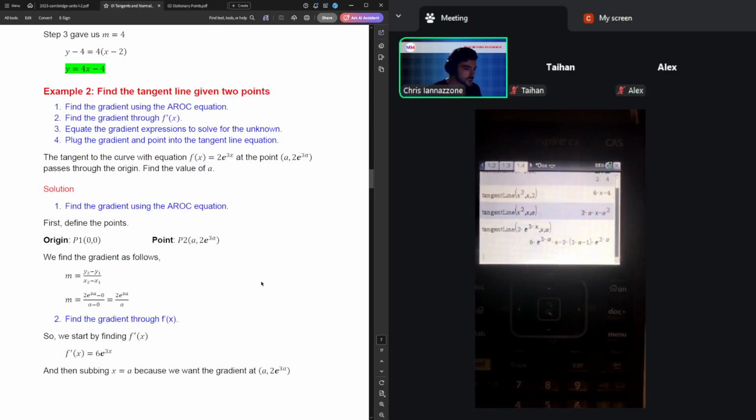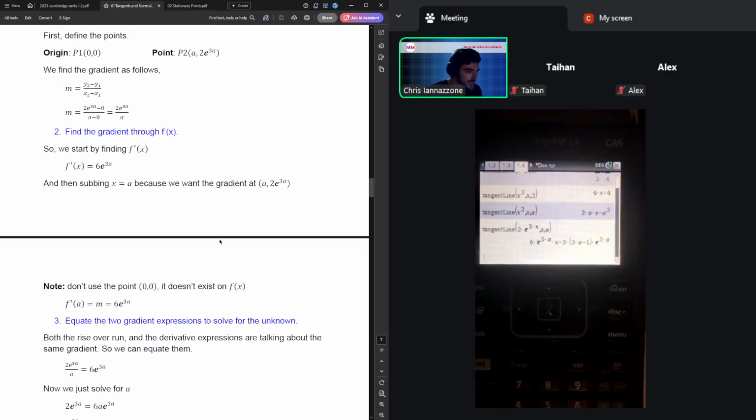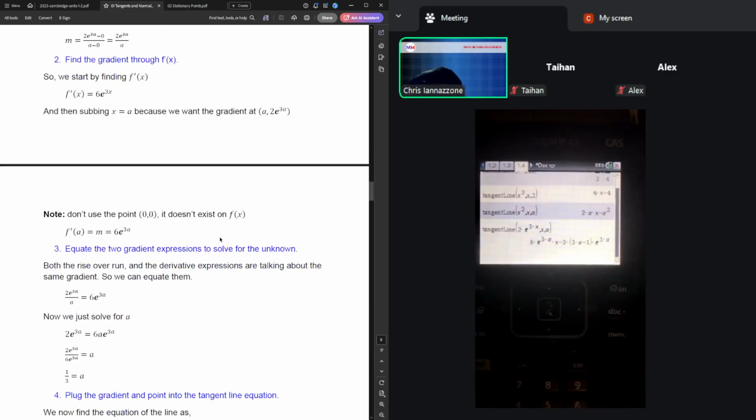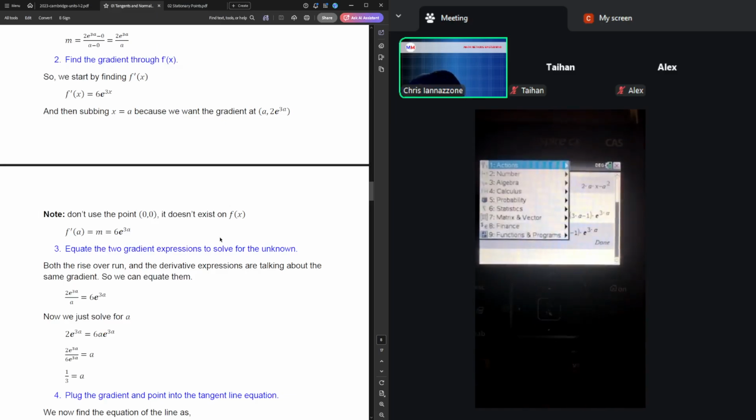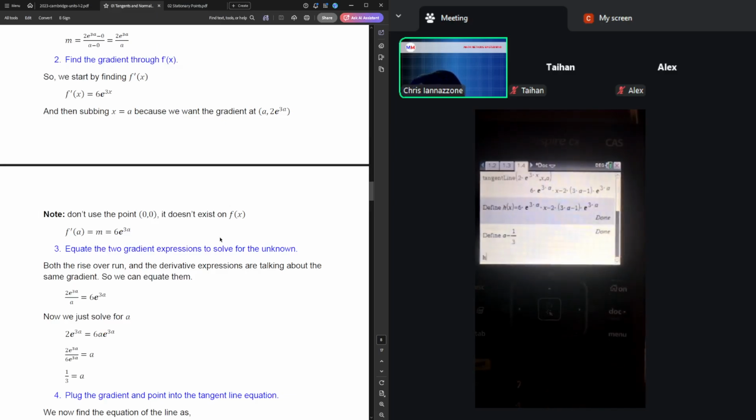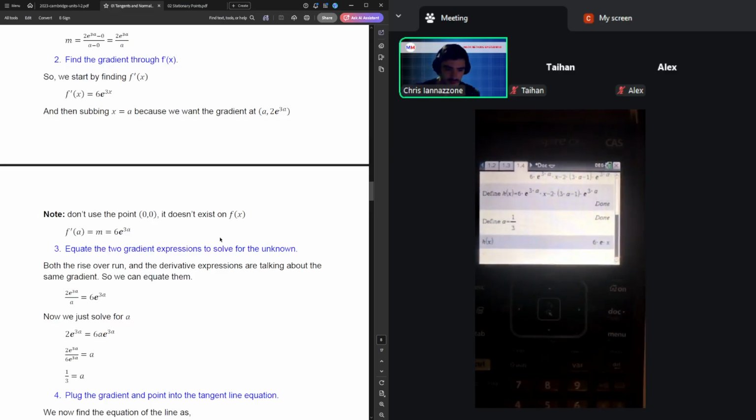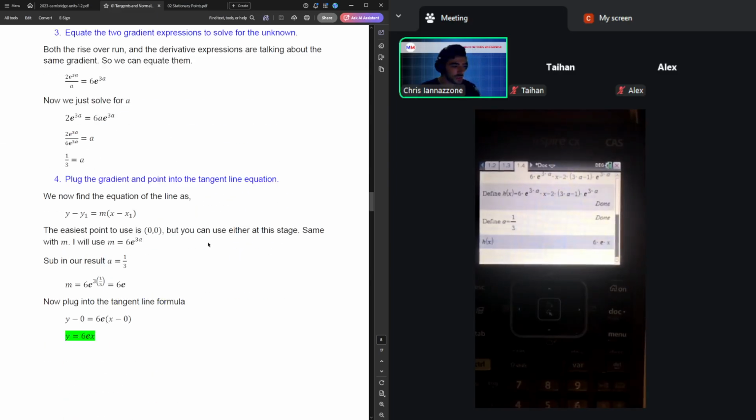So as soon as you go through your procedure of finding a equals a third, if I do a quick few definitions here, define this as a function, and then let's assume that we've figured out that a is a third using the same procedure. If I then reprint h of x, you'll see that it fully simplifies down to 6ex, which is exactly what we were expecting it to do.